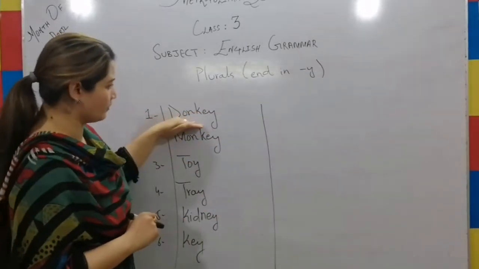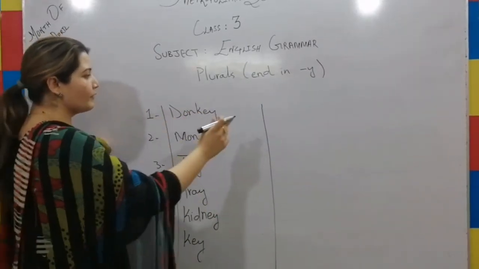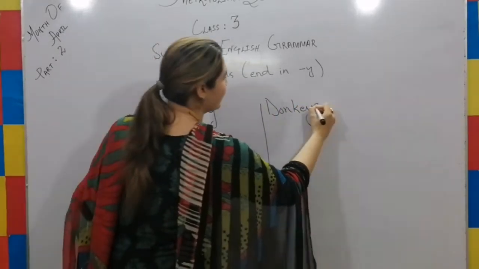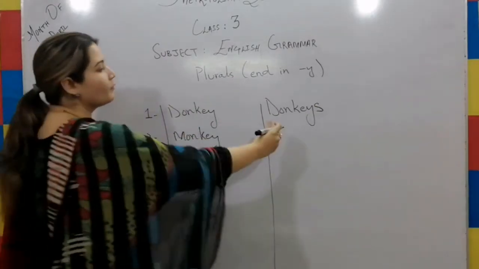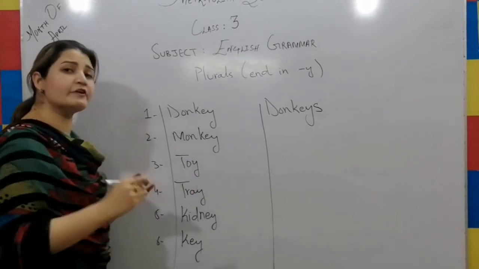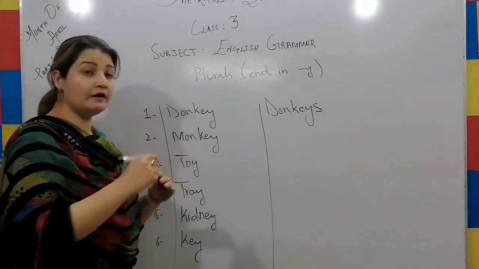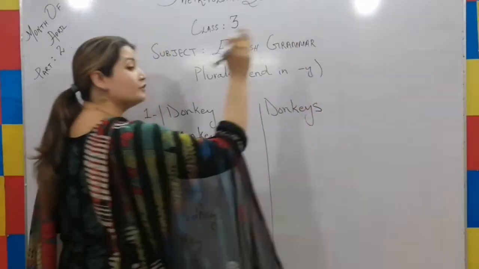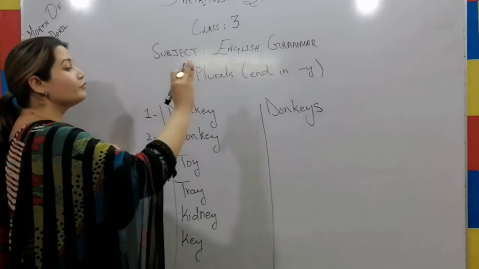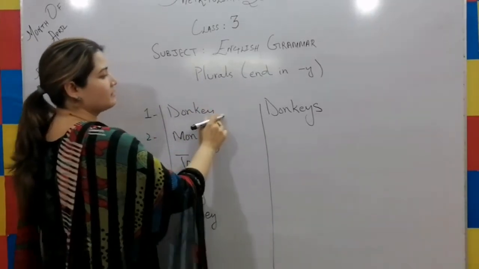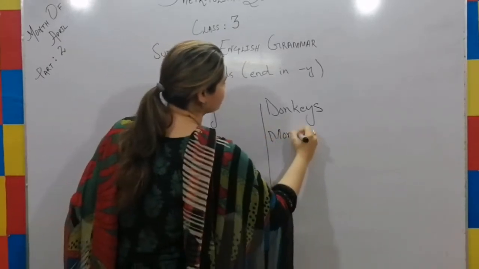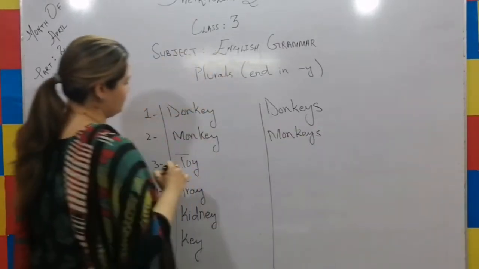For example, there is donkey. If we want to make it plural, what do we have to use? Simply we will write it in the same way and we will add one S here. So it will become the plural donkeys. Number 2, monkey. Same case. Whenever you see any singular that ends in Y and you want to make it plural, this is very simple. According to the grammar rule, you just have to add one S after the word, then it will become plural. For example, monkey will become monkeys.